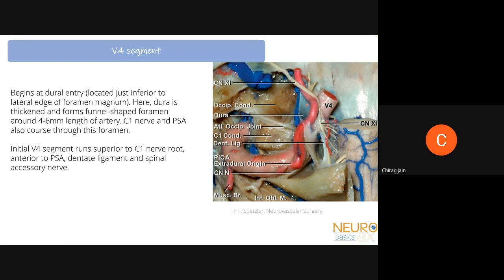Apart from the vertebral artery as well, there are other structures which will be passing through this foramen. So that will be the C1 nerve root, which is exiting out from here, and the posterior spinal artery, which is arising from the extradural segment most commonly of the vertebral artery and trying to enter into the spinal canal. So after entering into the intradural segment, then the V4 segment will run above the C1 nerve root. It will run anterior to the posterior spinal artery and the dentate ligaments and the spinal accessory nerve. So it's going to lie in front of all these structures because it is to come anterior to the brainstem.